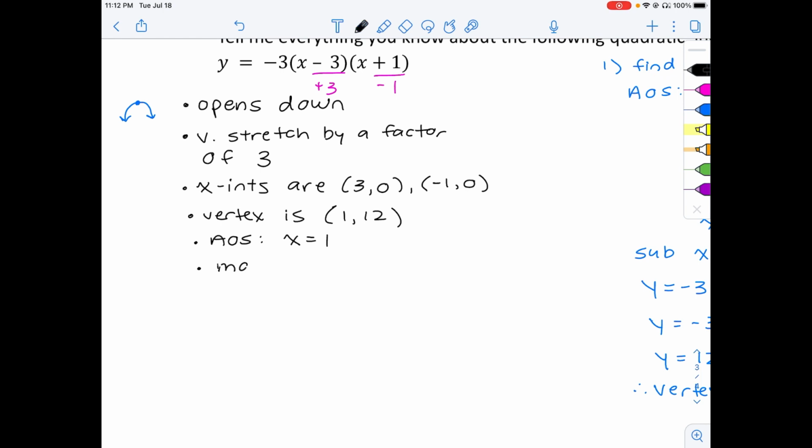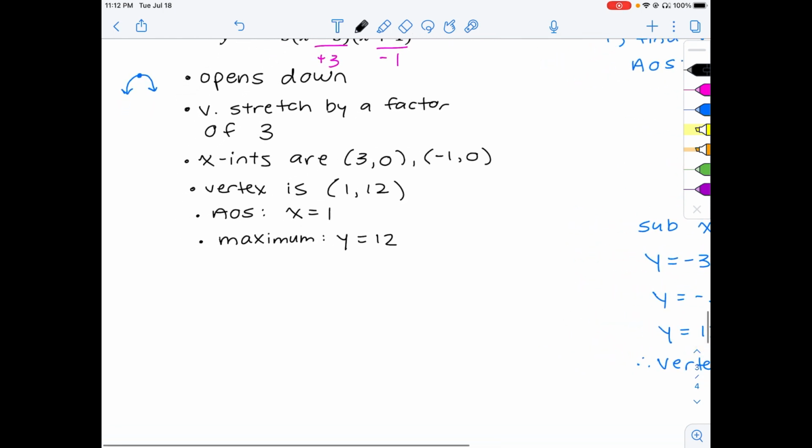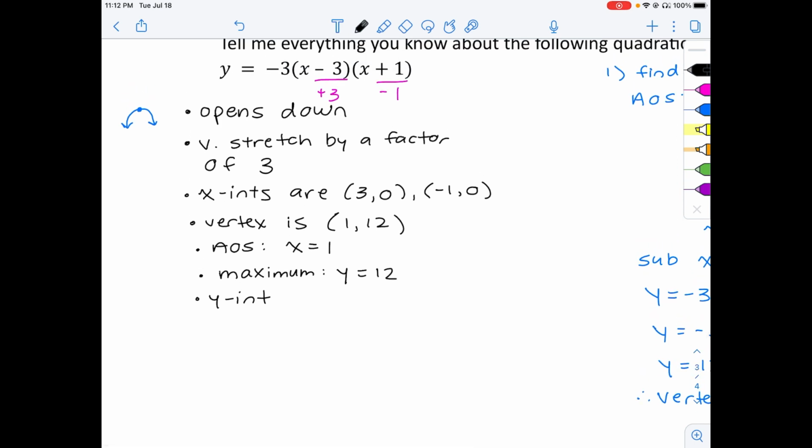So you have a maximum value of y equals 12. Okay, if it was opening up, then it would be a minimum value. And the only thing that we're missing here now is the y-intercept. So there's two ways we could find that. We do know how to expand from factored form. So I'm going to show that just so we can practice that skill.